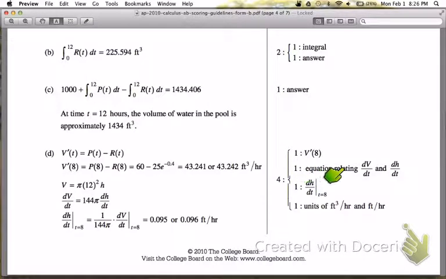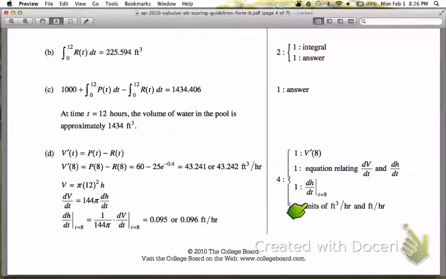It says you get one point for an equation relating dV/dt and dh/dt, so just for taking the derivative, you get 1 point for that. Again, notice that they just plugged in 12 here instead of keeping it as r. So when they took the derivative, it was a super simple derivative. They did not have to do the product rule or anything like that. You get another point for evaluating dh/dt at t equals 8.